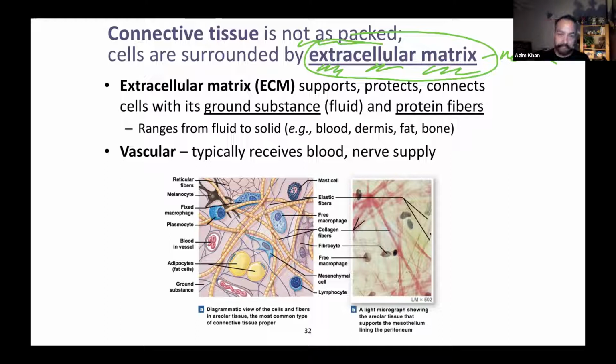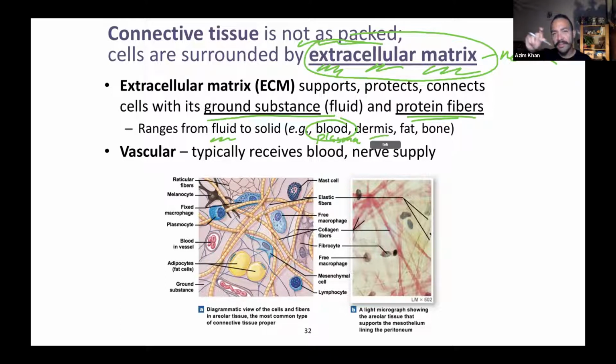The term for the fluid of the extracellular matrix is ground substance, so it's basically the interstitial fluid of the extracellular matrix. And then there's special proteins. We'll go over certain protein types coming up. Connective tissue extracellular matrix can vary from fluid, like blood. The fluid of blood is plasma, and plasma is the extracellular matrix of blood.